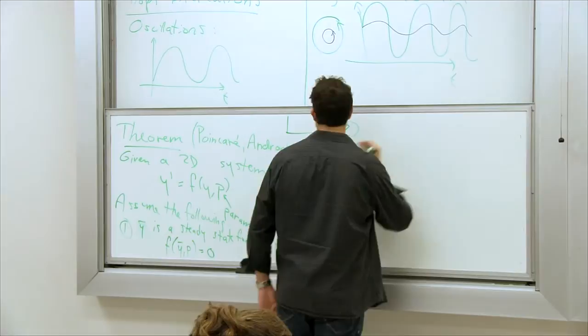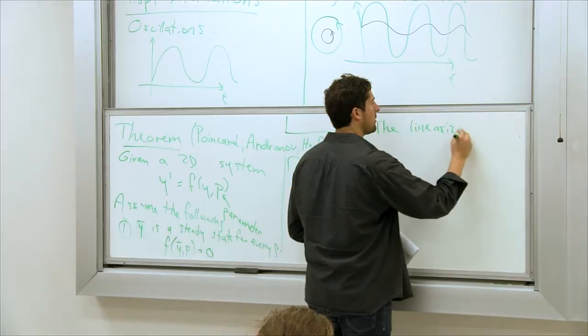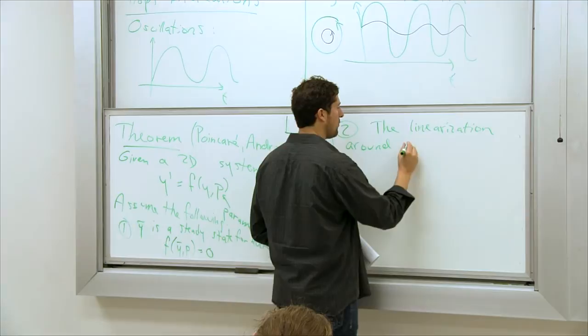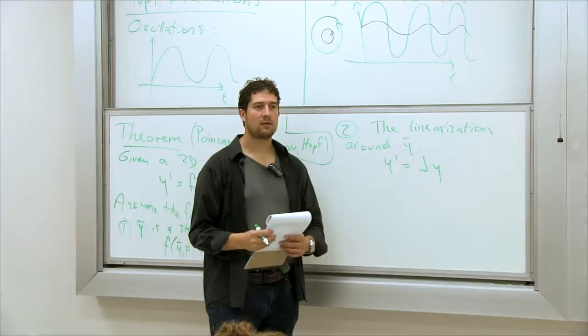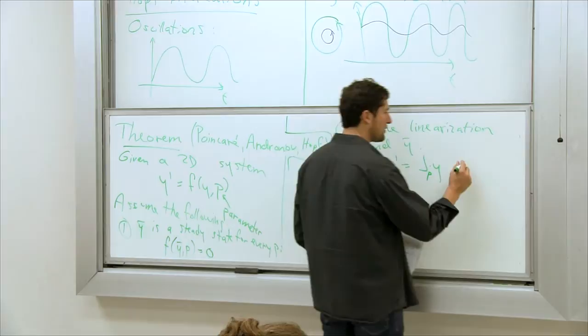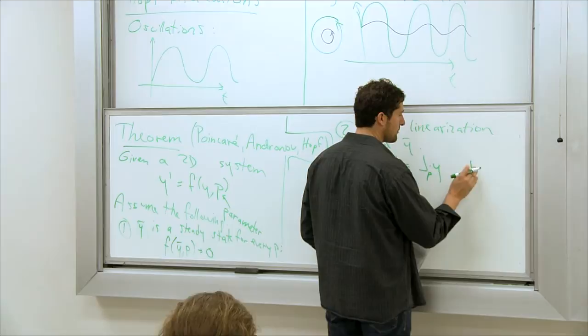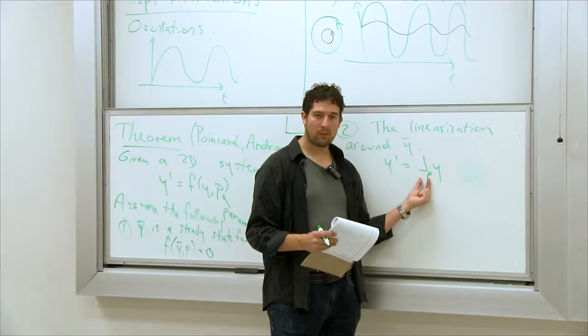The linearization around y bar, which has equation y prime equals J times y, right? And what is J? The Jacobian evaluated at the point y bar. And actually, I'm going to write here J_p, let's say. I'm not going to write the notation, but basically, you take the system with a fixed value p, and then you find out the Jacobian at y bar. That's J_p, right? Obviously, it depends on p, right?